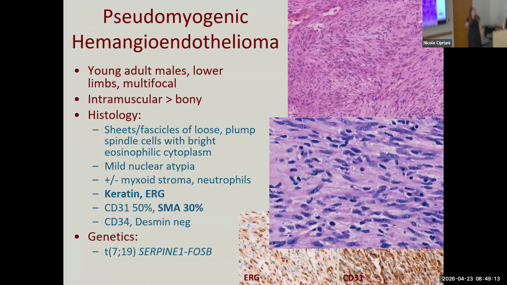Pseudomyogenic hemangioendothelioma is spindle cell, has hybrid sort of epithelial, myogenic, and endothelial differentiation. Genetics: SERPINE1-FOSB.